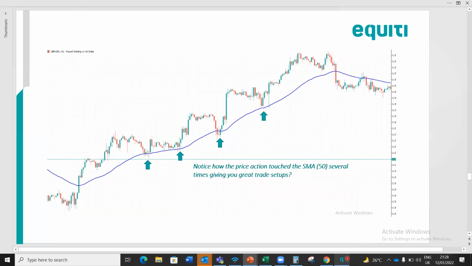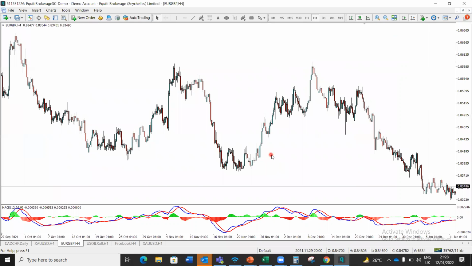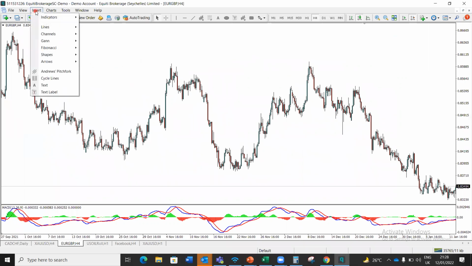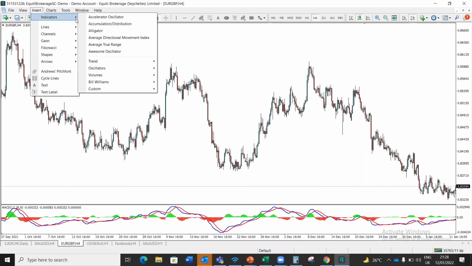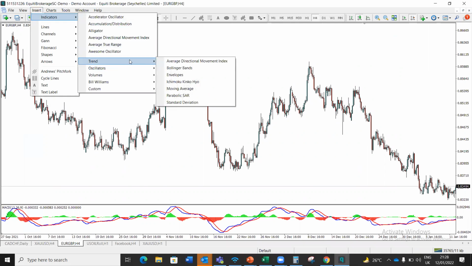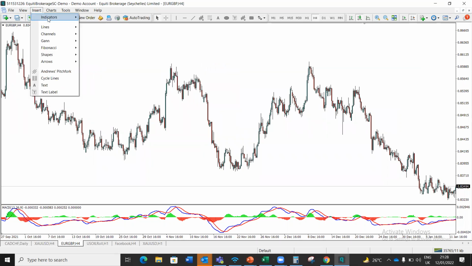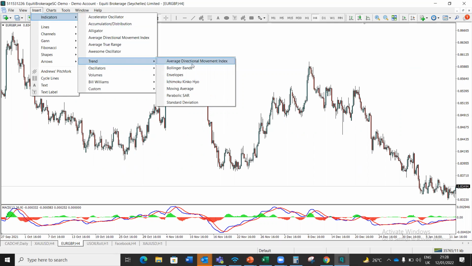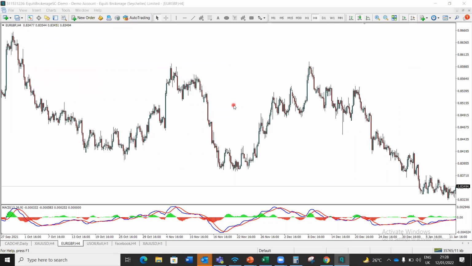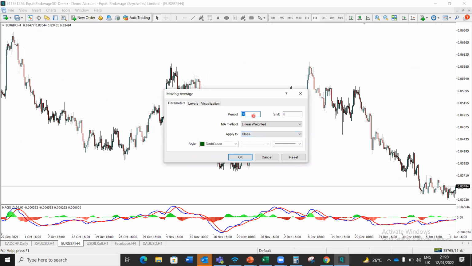All right, so how can we actually have the moving average installed on our system or our laptops? It's simple. You go to insert, go to indicators, and then you come down to trend, because the moving average is a trend indicator, and here you find the moving average. So insert, indicators, trend, and then you find moving average. You click on it. The period is already 50. Let's install it and see.